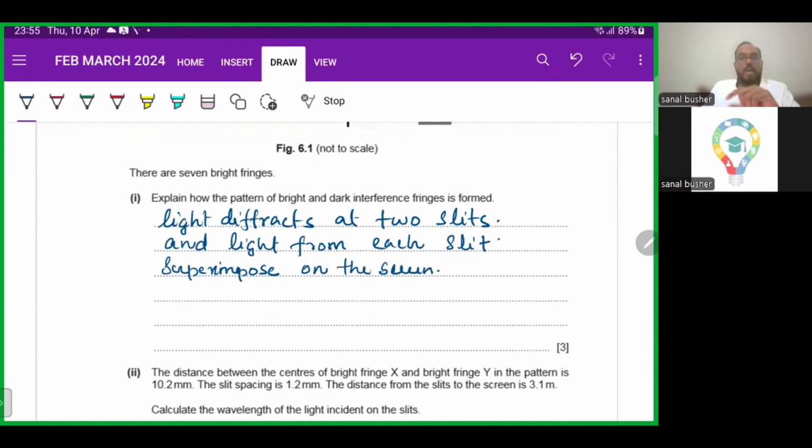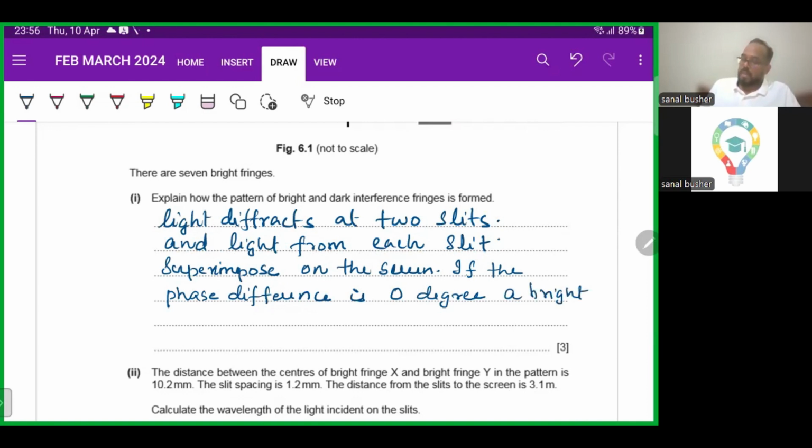Now you need to find out how the bright and dark fringes, on what basis, depending on the phase difference. Okay, if the phase difference is 0 degree, a bright means maximum intensity. Okay, spot is false. It's not spot. Bright fringe you can write, okay?